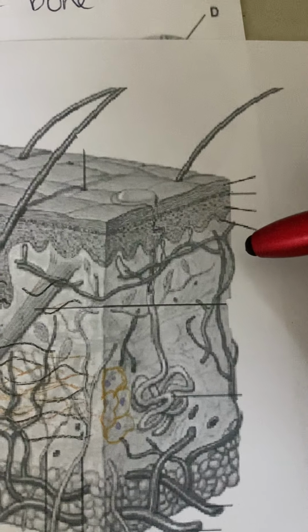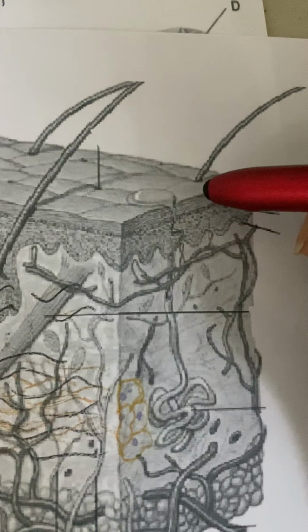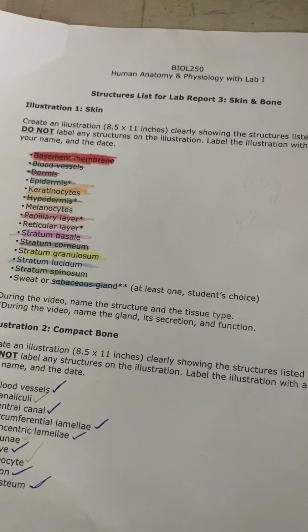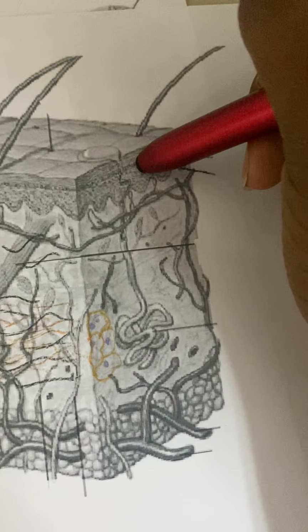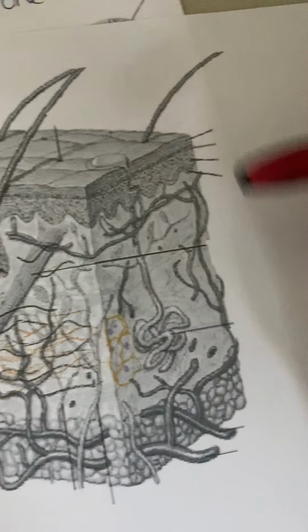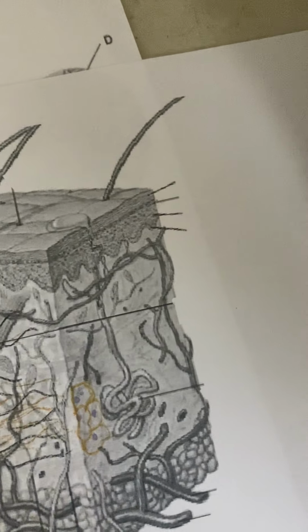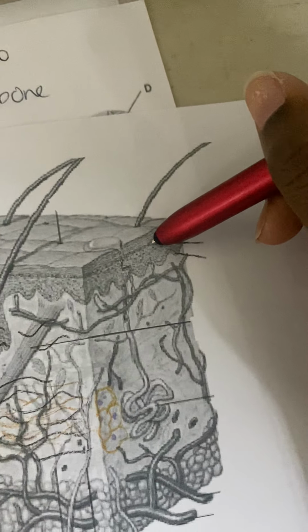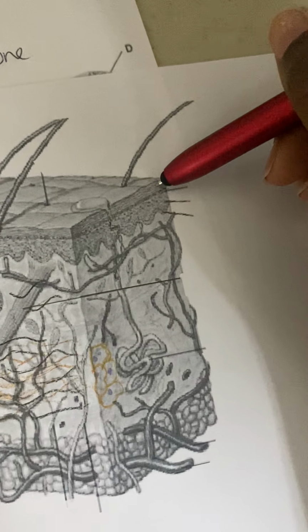The next one is the stratum corneum, and that is the very, very top layer on the skin right there. The next one, stratum granulosum, which is right here, this line. That's that layer right there. Let me just stick my pen out so you can see it better. Okay. The stratum granulosum. The next one is the stratum lucidum, which is this area between the stratum corneum and the stratum granulosum. It's this area right here.